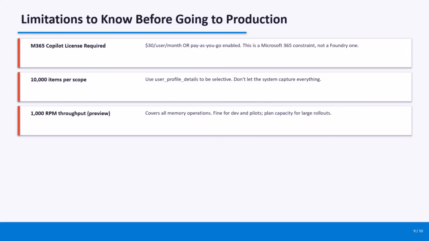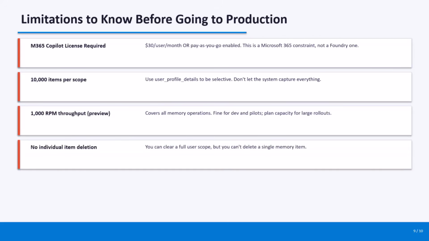Also during preview, you're limited to about 1,000 requests per minute. That's fine for development, testing, and maybe pilot scenarios, but it's something to keep in mind if you're load testing. And finally, memory management is scope-based. You can clear a full user scope, but you cannot delete individual memory items yet. So think in terms of user boundaries, not a single fact.